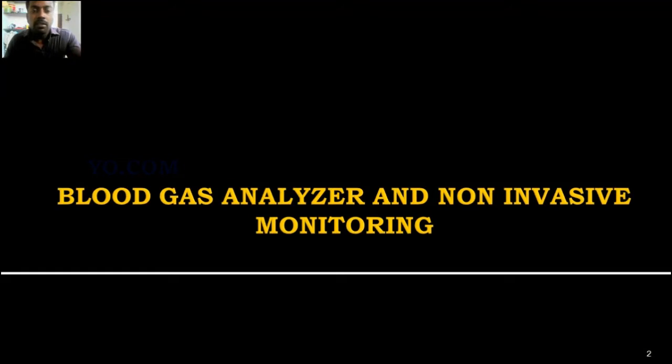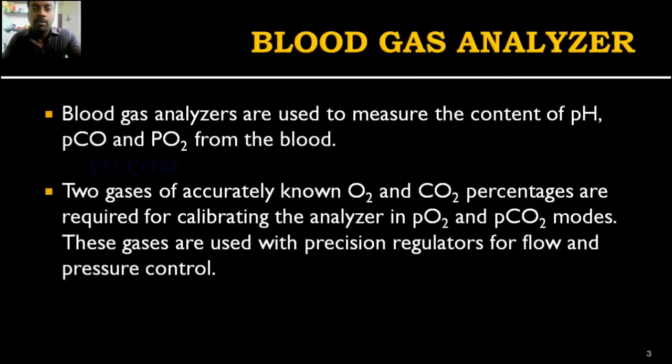First we are going to see the blood gas analyzer and non-invasive monitoring. The blood gas analyzer is used to analyze the different gases present in our blood. It measures the pH, PCO2 and PO2 of the blood. Two gases are commonly known, oxygen and carbon dioxide. These two gases are very important in our body because the blood carries oxygen to all the organs. Similarly, it carries carbon dioxide from all the organs to the heart.